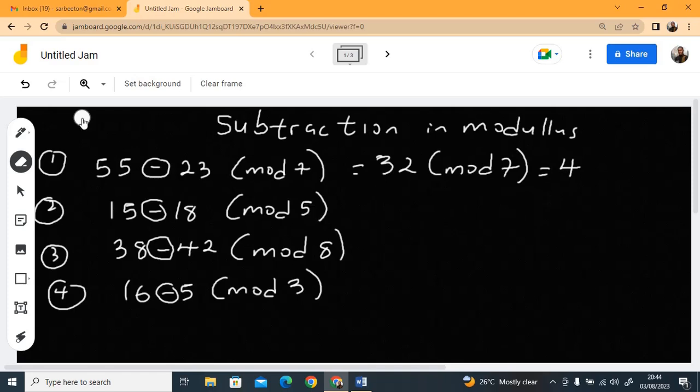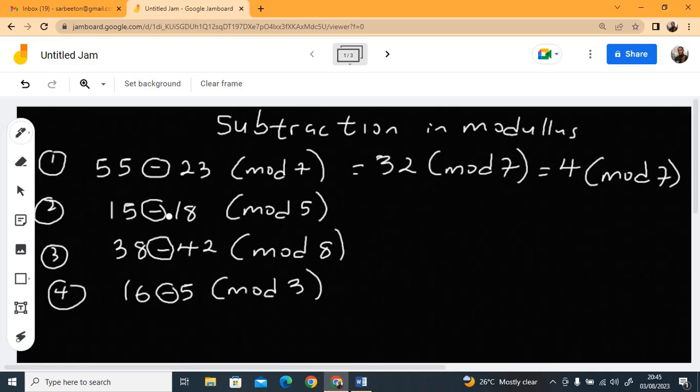7 goes into 32 four times. 4 times 7 is 28. Remainder what? 28, 29, 30, 31, 32. Remainder 4. So we have 4 mod 7. Remember, it is the remainder that I write. It is not the quotient.